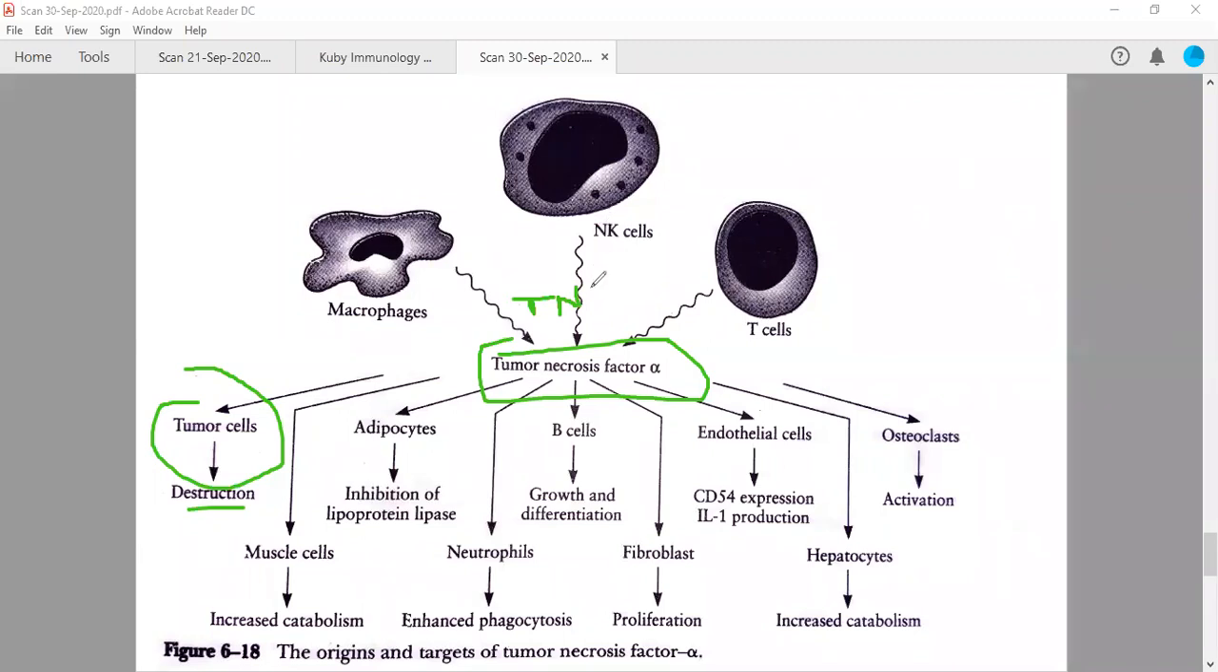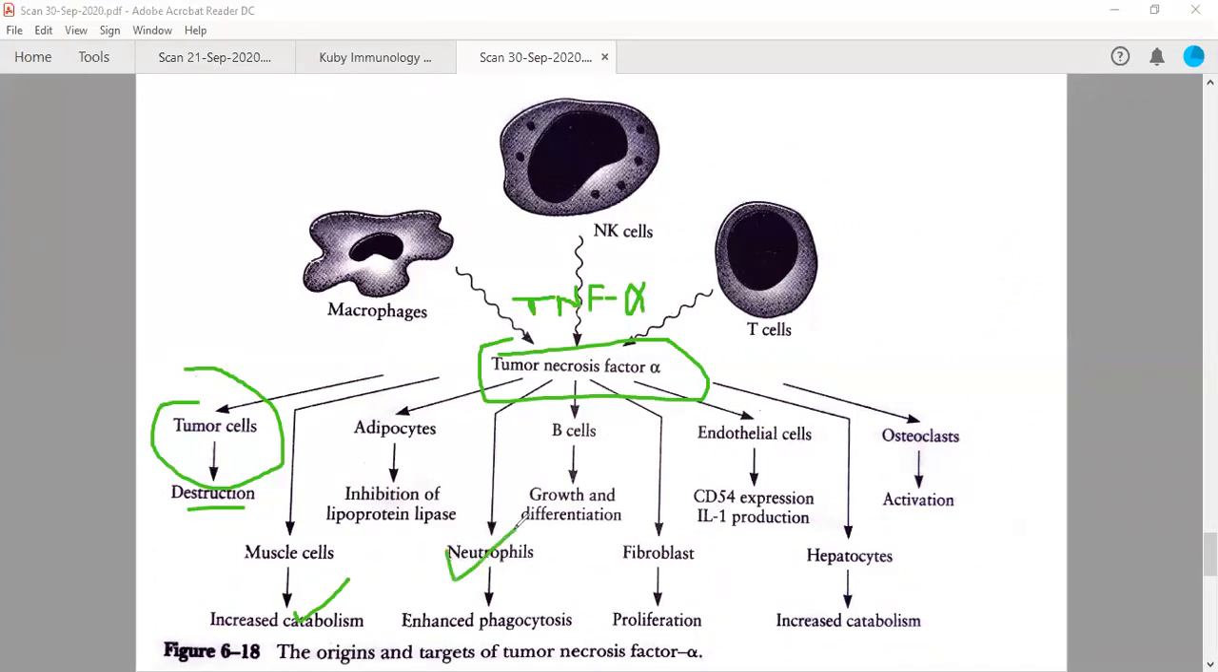Sorry, it is hard to write using the pen. All right, so you will call it TNF alpha, right? It has the major function of removing or destroying the tumor cells present in the body, which can show unregulated proliferation. Tumor necrosis factor alpha will also activate the muscle cells and increase their catabolism. Adipocytes are also affected by this, but this is not very important.